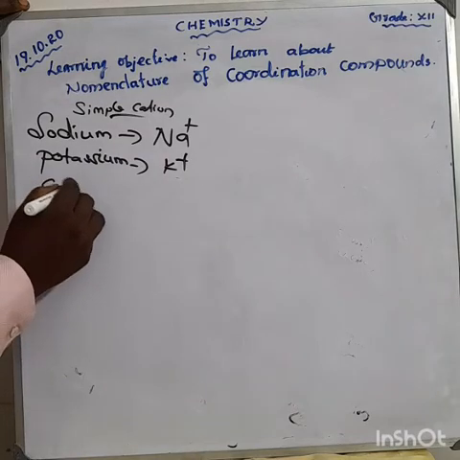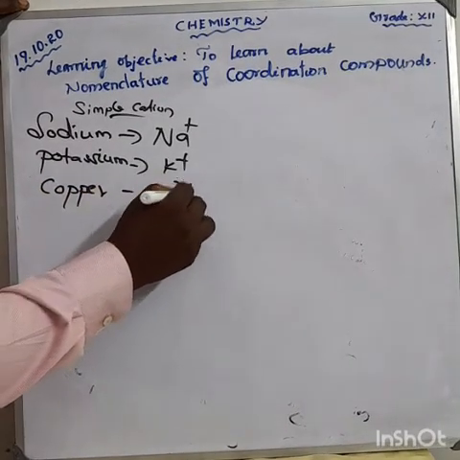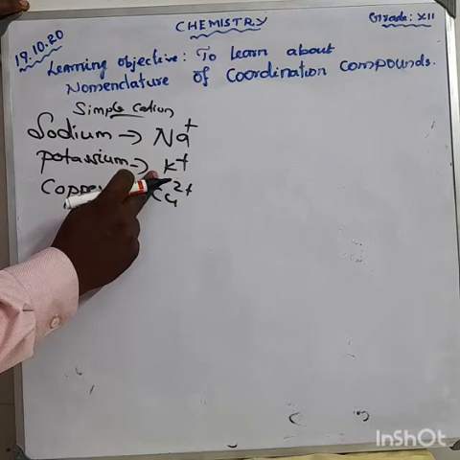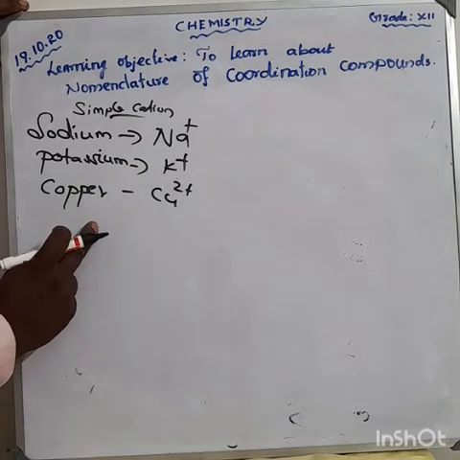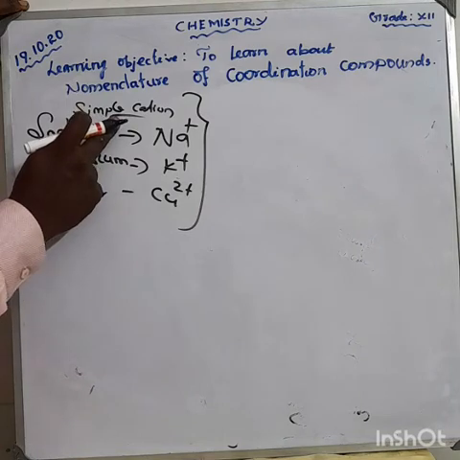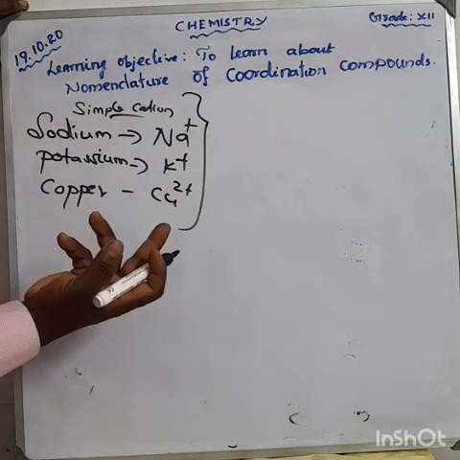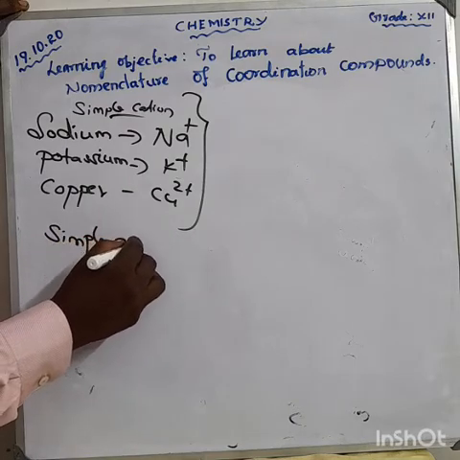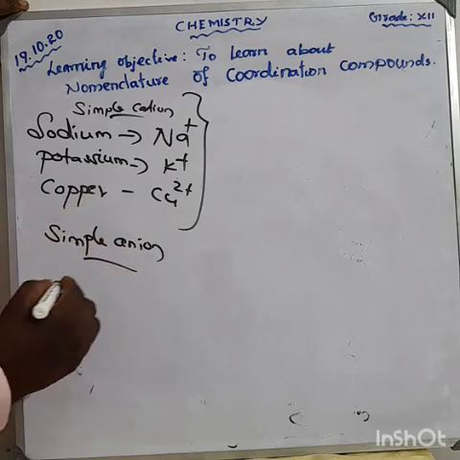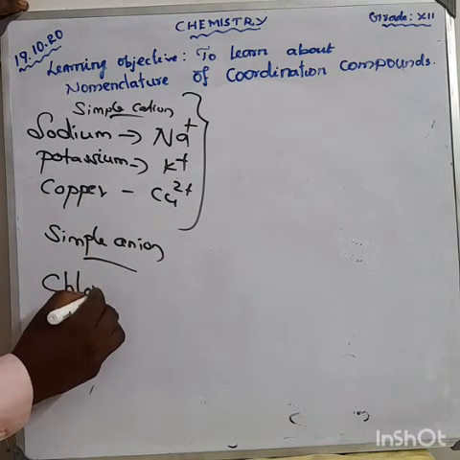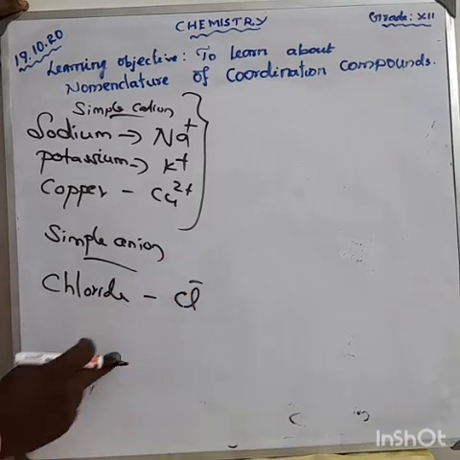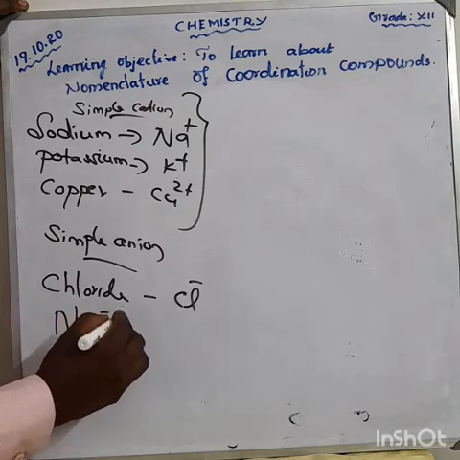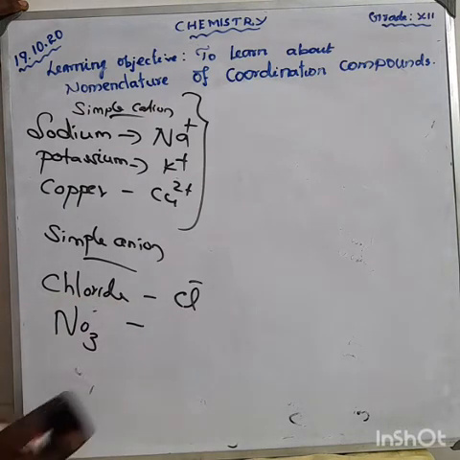Copper, Cu2+. Na 1+, or K 1+. Potassium K+. Copper Cu2+. These are all simple cations. Can you say about the simple anion? What about the simple anion? We can write chloride, Cl-, symbol anion. Nitrate, NO3-. For nitrate, you should write the name, nitrate.